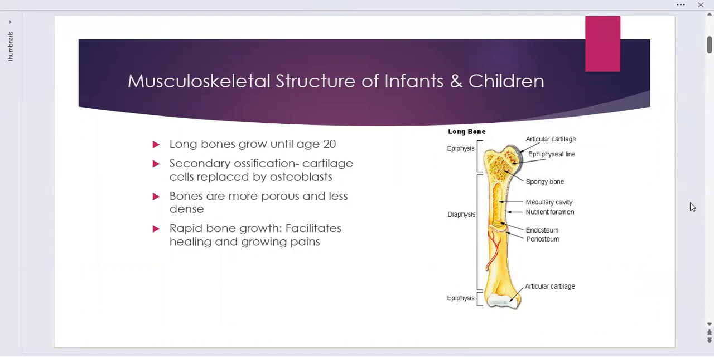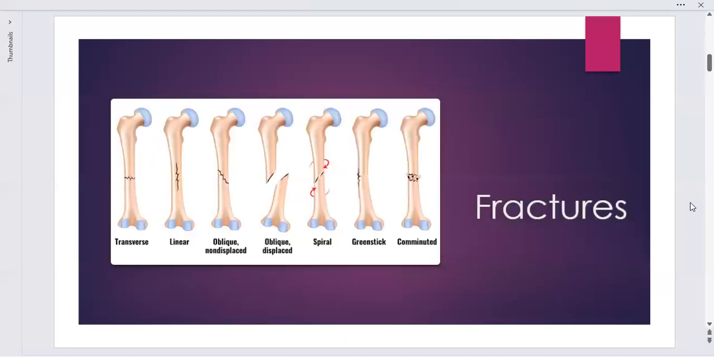Bones are more porous and less dense. And then because of the rapid bone growth, as I said, we do see faster healing, but we may see that related to some growing pains if we're having a growth spurt. Okay, so we'll start with fractures here.